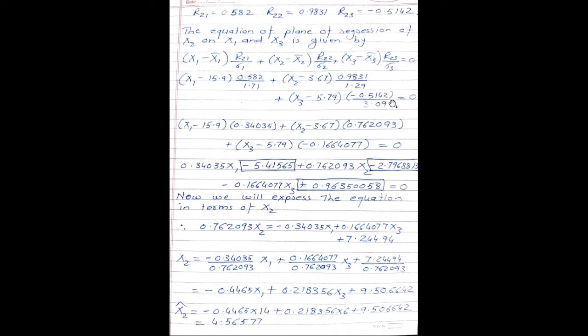Now we want to solve this equation. So first of all we will find all the constant terms. 0.582 divided by 1.71, the value becomes 0.34035, and 0.9831 divided by 1.29, the value becomes 0.762093, and the last value, 0.5142 divided by 3.09, the value becomes minus 0.1664077. So we will open the brackets.